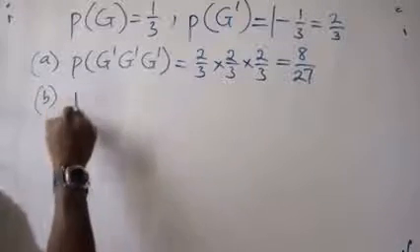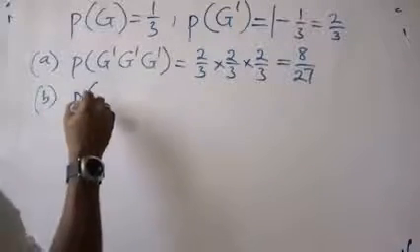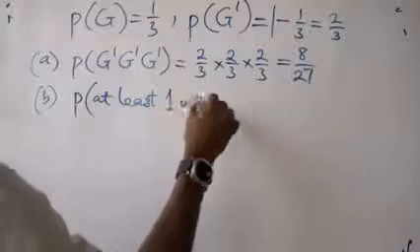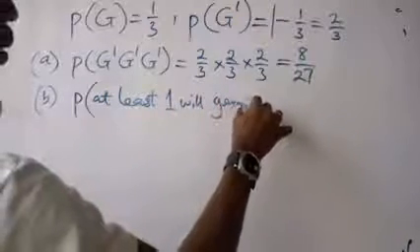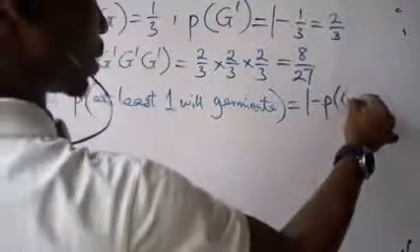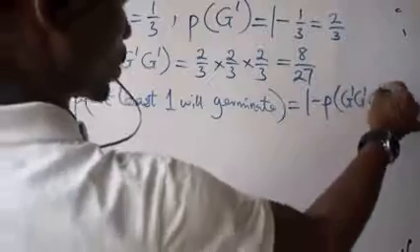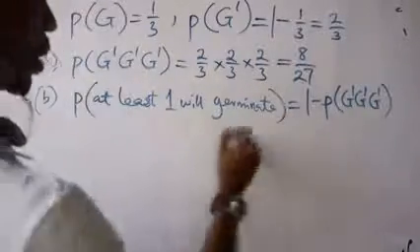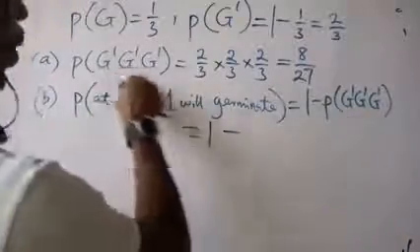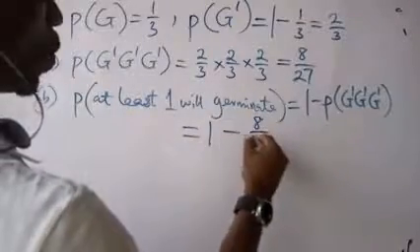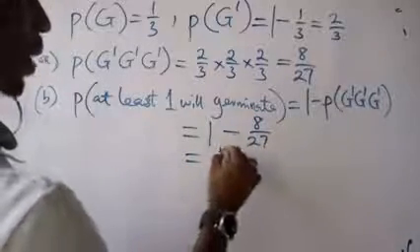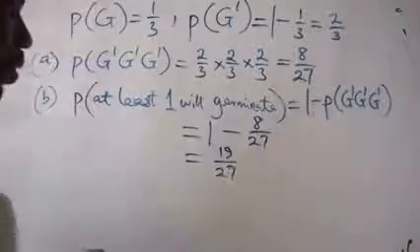Let's do that. And that will be probability that at least 1 will germinate will be equal to 1 minus probability that none will germinate. And that will give us 1 minus, we just calculated this up here, and our answer is 8/27. So if you solve this properly, your answer should be 19/27. And that is it.